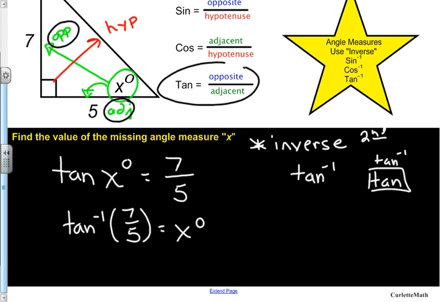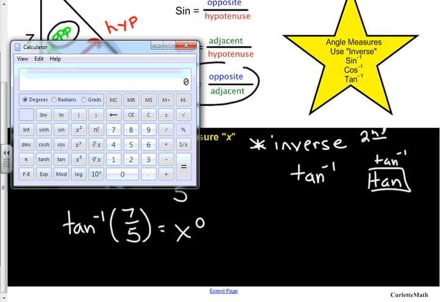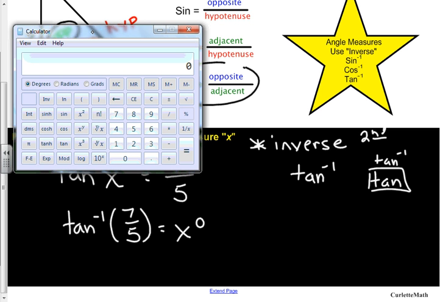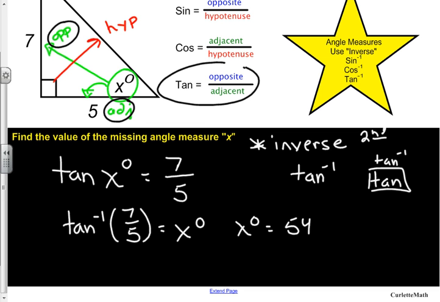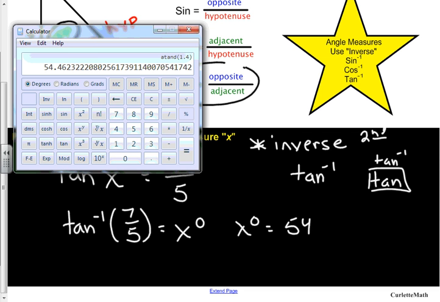So I'm going to pop up the calculator from the computer, and here you see we have an inverse button right underneath the degrees. So on this calculator, what I have to type in is 7 divided by 5. I hit equals on that, and then I hit inverse and tan inverse, and that gives me an angle measure, in degrees, of 54.46 degrees. So my answer here is x degrees is 54.46 degrees.